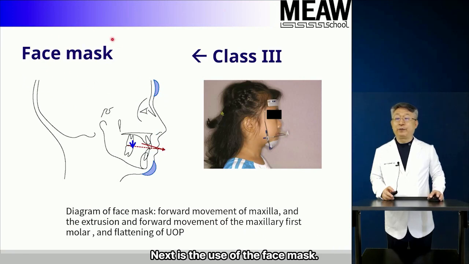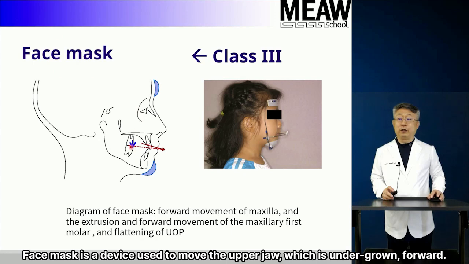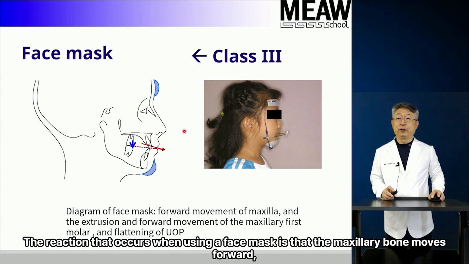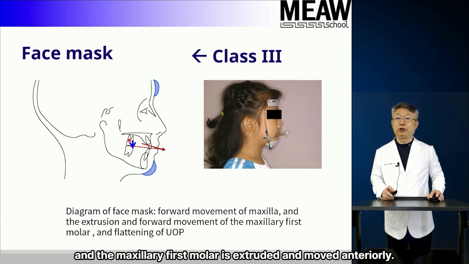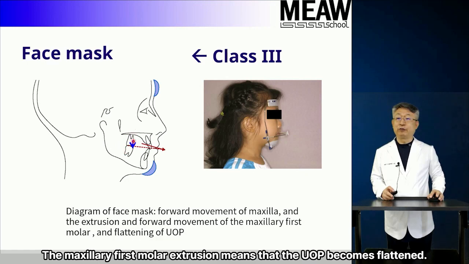Next is the use of the face mask. Face mask is a device used to move the upper jaw, which is undergrown, forward. The reaction that occurs when using a face mask is that the maxillary bone moves forward, and the maxillary first molar is extruded and moved anteriorly. The maxillary first molar extrusion means that the UOP becomes flattened.